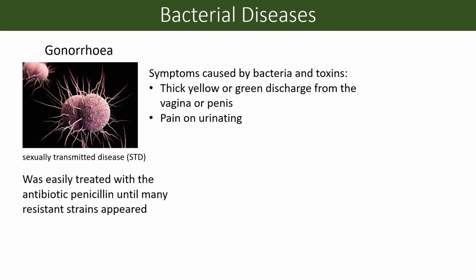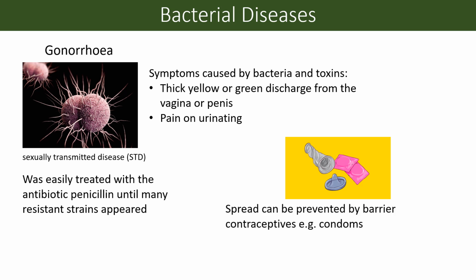In fact, it was really easily treated before with the antibiotic penicillin, but unfortunately resistant strains have appeared, so we have to be careful about which antibiotic to use to treat a bacterial disease. And we can talk about how to prevent the spread of this bacterial disease, and that is mainly through the barrier contraceptive methods. And this means that you don't have sexual contact during sexual intercourse, which means the bacteria cannot spread.